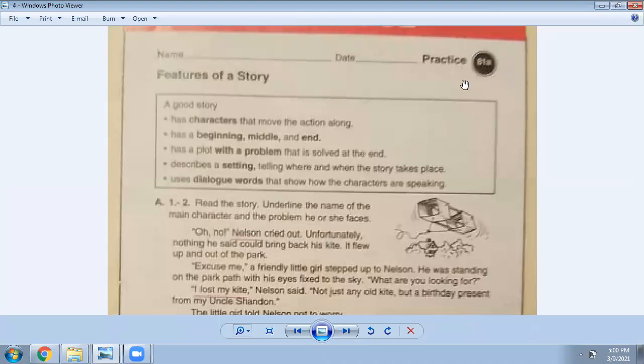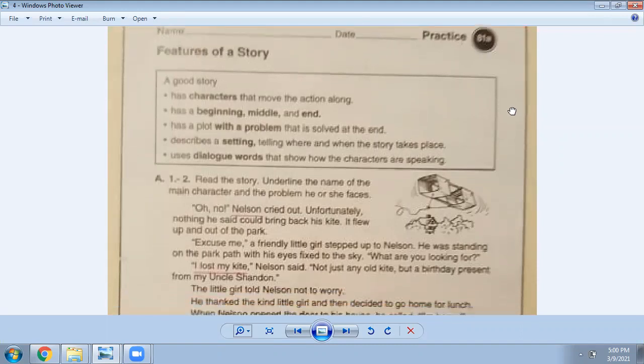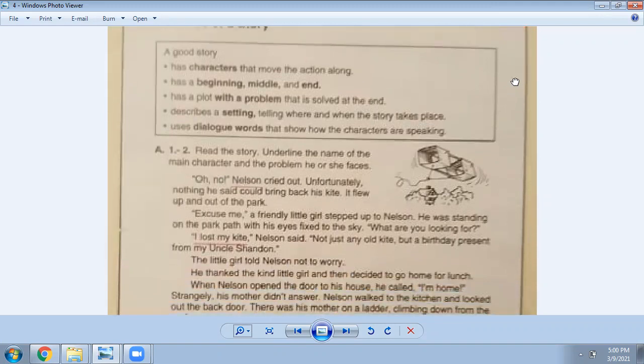Okay guys, so we're on page 81A in the practice workbook, and we're going to read the short story together. We'll discuss the answers together.